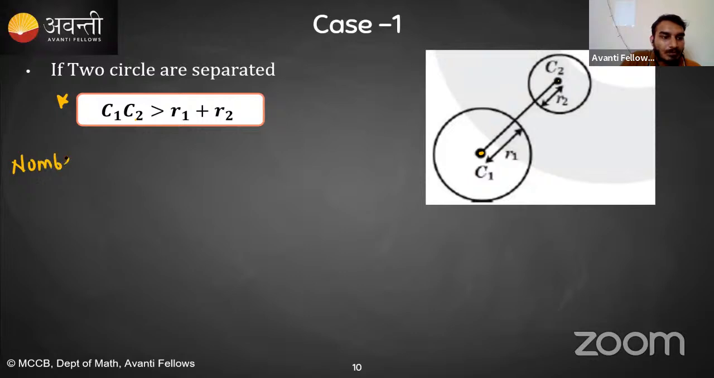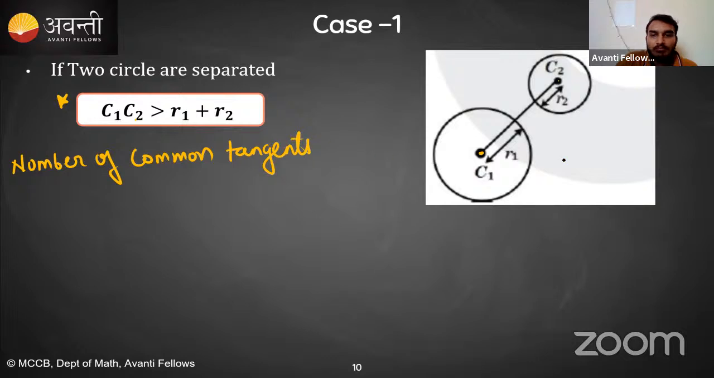Can anybody tell me in the chat box how many common tangents are possible? Number of common tangents. Anyone? Okay, Salish is saying 2. Any other? I'm asking the total number of common tangents. I'm not asking for the total number of direct common tangents or the total number of indirect common tangents. It would be fun if I ask you this question again, the total number of direct common tangents.